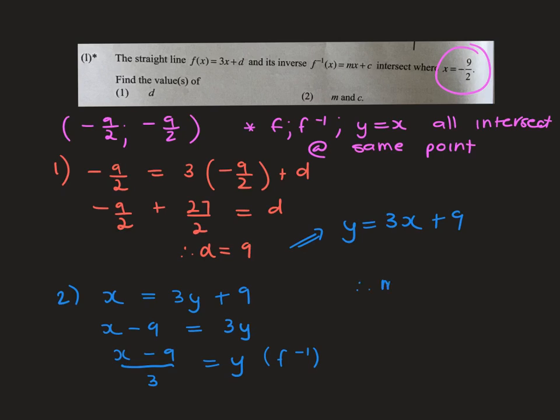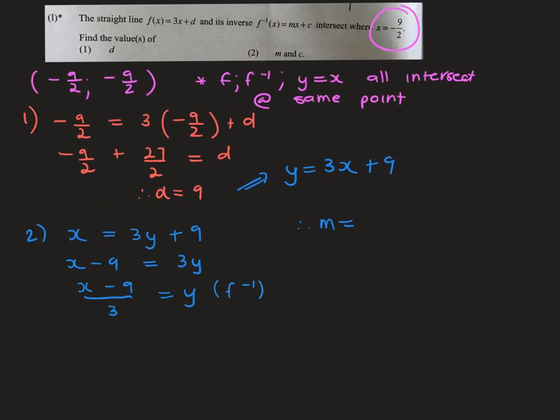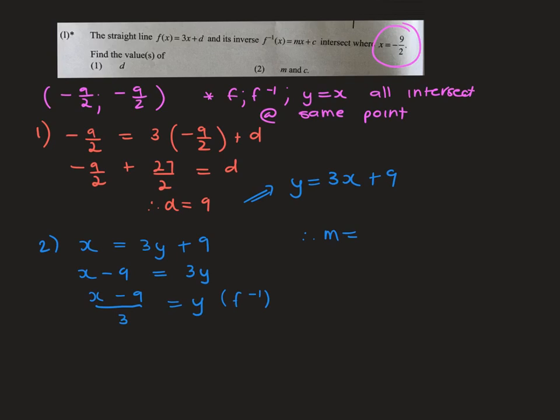So therefore your gradient will be a third, because if you split that fraction up, it will be x over 3 minus 9 over 3, which will be negative 3. Perhaps I should just show that step. I'm just going to split the fraction up like this. So x over 3 minus 9 over 3 will equal y. So therefore y will be a third x minus 3. So the value of m, your gradient, is a third. And the value of c, your y-intercept for your inverse, is negative 3.